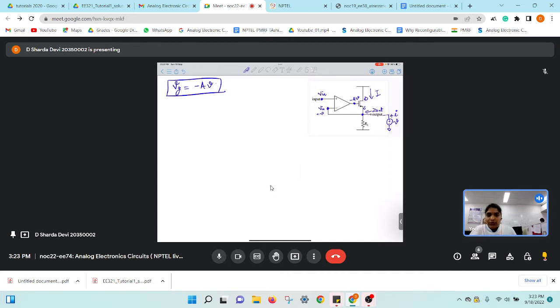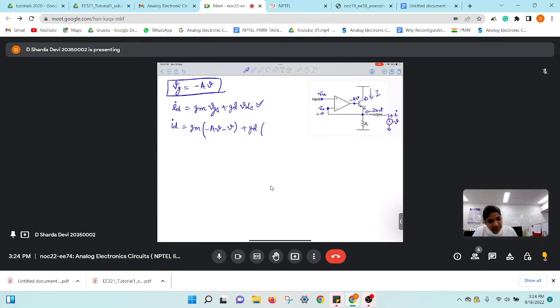Now we know the universal current equation for a MOSFET. What is the universal current equation, or you can say the small signal current equation, for a MOSFET? ID equal to GM VGS plus GD VDS, right? This is okay to everyone, right? We have seen this equation, we have used it earlier also. So here we'll simply substitute. Now what is the value of VG? It is minus AV. And what is the value of VS? Small v. And what about VDS?